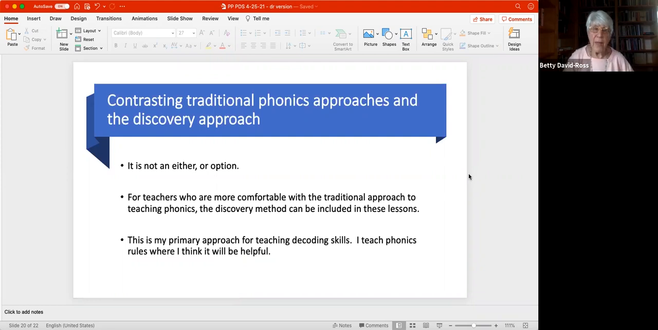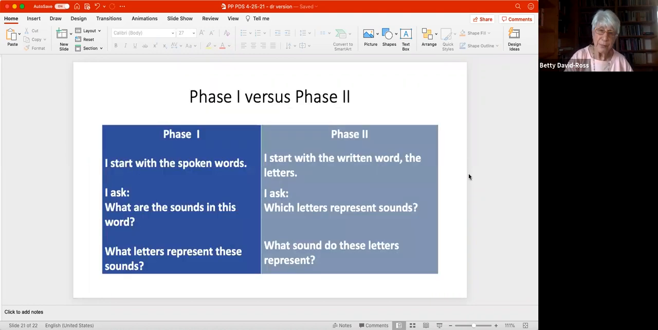This is not a method contrasting tradition. I'm just telling you how these contrast: traditional phonics approaches and the discovery approach. It's not an either or option. I strongly encourage teachers who are more comfortable with the traditional approach to teaching phonics to continue doing it that way. The discovery method can be included in these lessons. This is my primary approach for teaching decoding skills. I teach phonics rules where I think they're helpful.